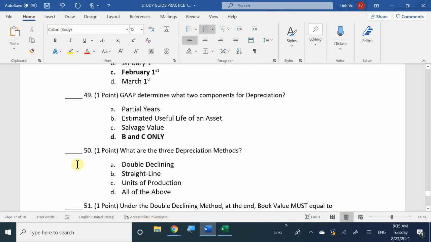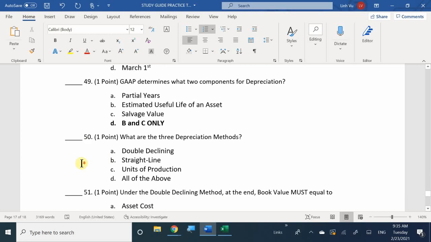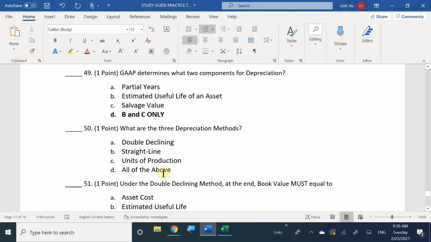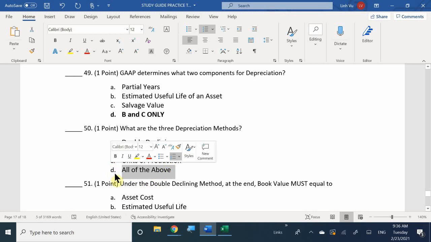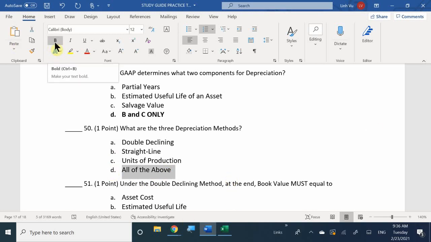All right. So question number 50. What are the three depreciation methods? D, all the above. Yes, we learned what double declining is. If I say you have accelerated, is that going to be considered a depreciation method? Yes, accelerated and double declining are the same thing. So make sure that you know there is no difference between them.